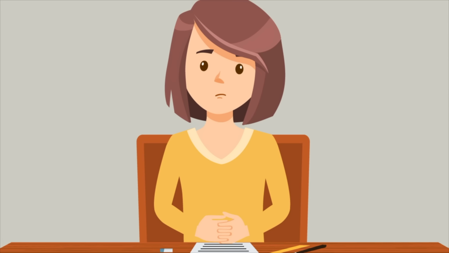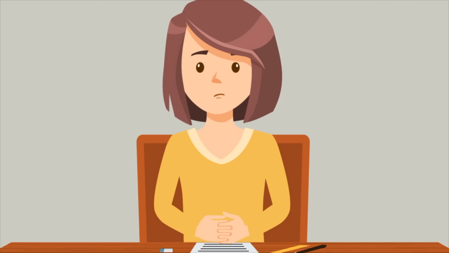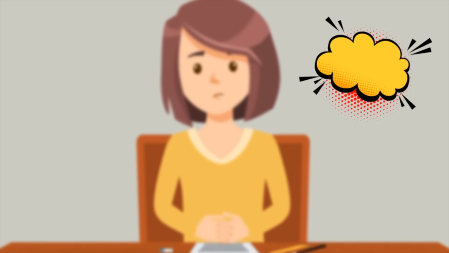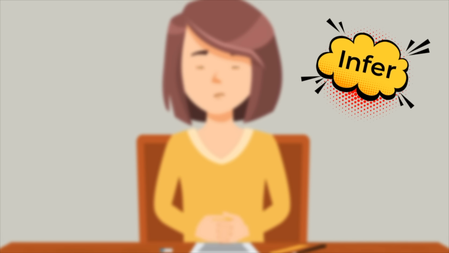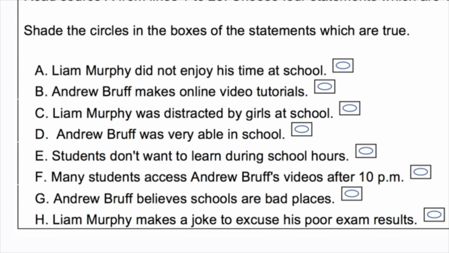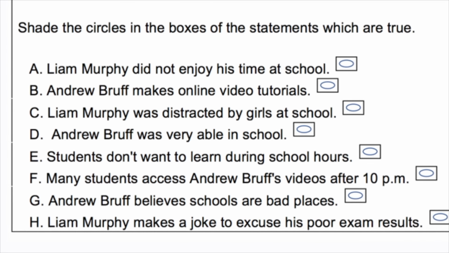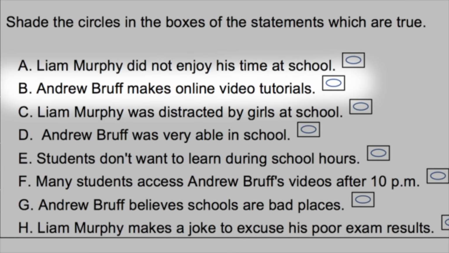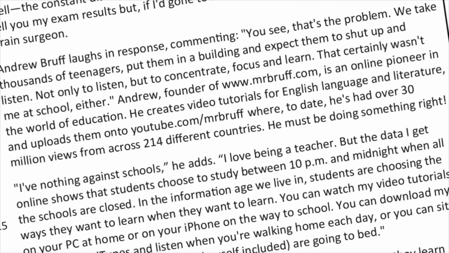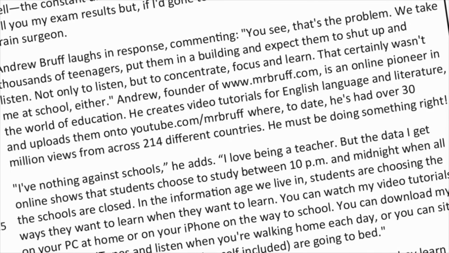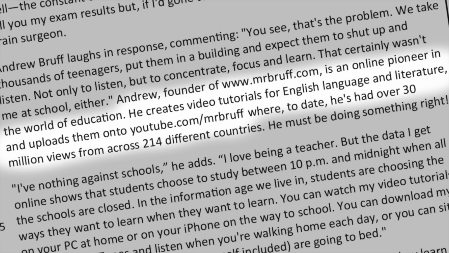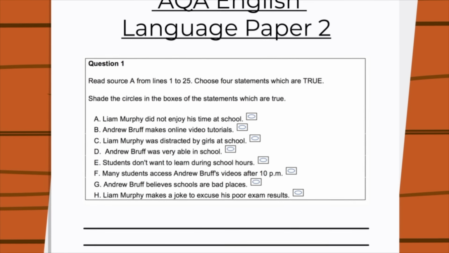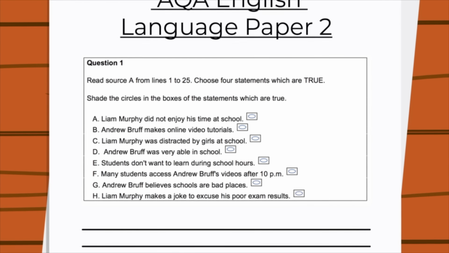You might think this question is similar to Paper 1 Question 1, but it is actually a bit harder, as it may require you to infer and read between the lines. Let me show you what I mean by that. Some of the true statements will be easy to find, like statement B, Andrew Bruff makes online video tutorials. That's easily identified as true from a reading of the line in the source: he creates video tutorials for English language and literature and uploads them onto YouTube. But the correct statements are not always as easy as that to find.